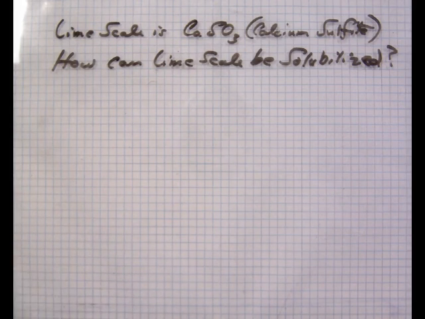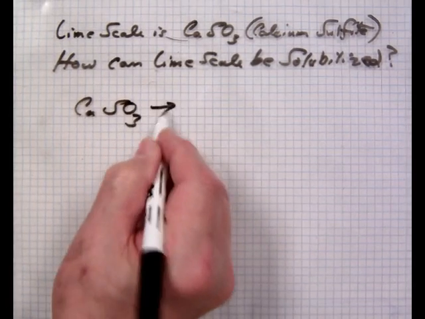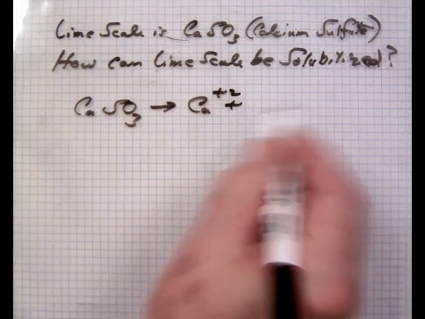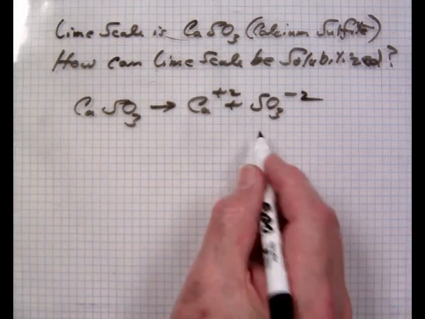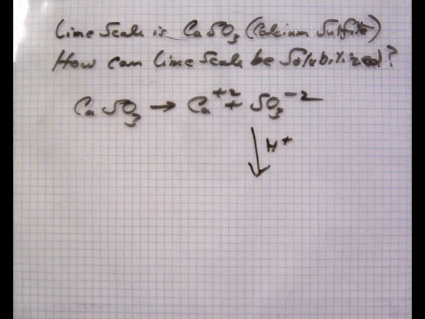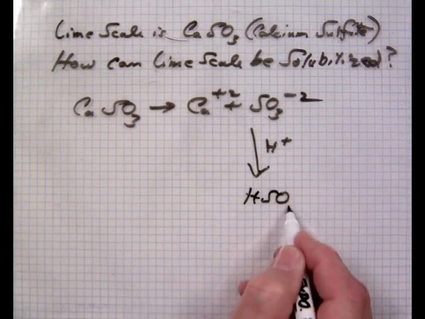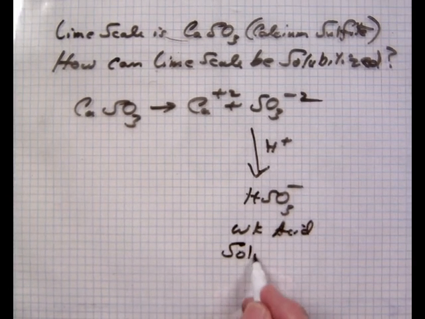That's the concept here. When you look at calcium sulfite, it ionizes 100% to calcium ions plus SO3 2- ions. If you put an acid into a solution, the acid will react with the sulfite ion because the sulfite has a strong attraction in its -2 charge to the hydronium ion or the hydrogen, and it'll make a bisulfite ion, which is a weak acid, and this is soluble.